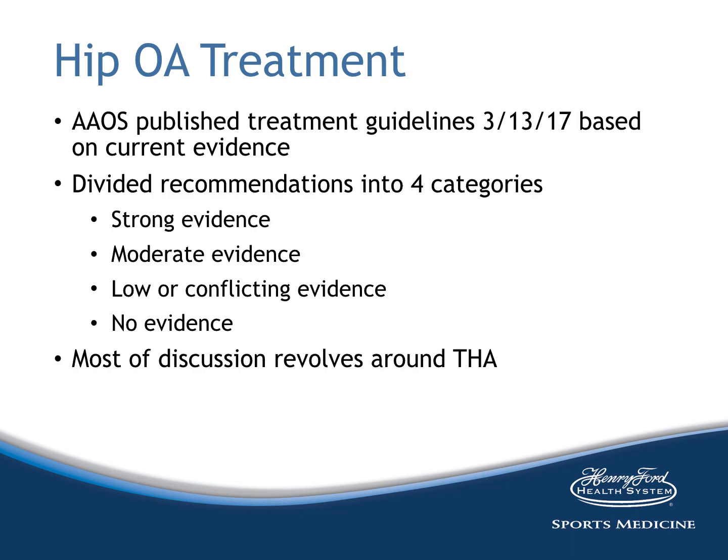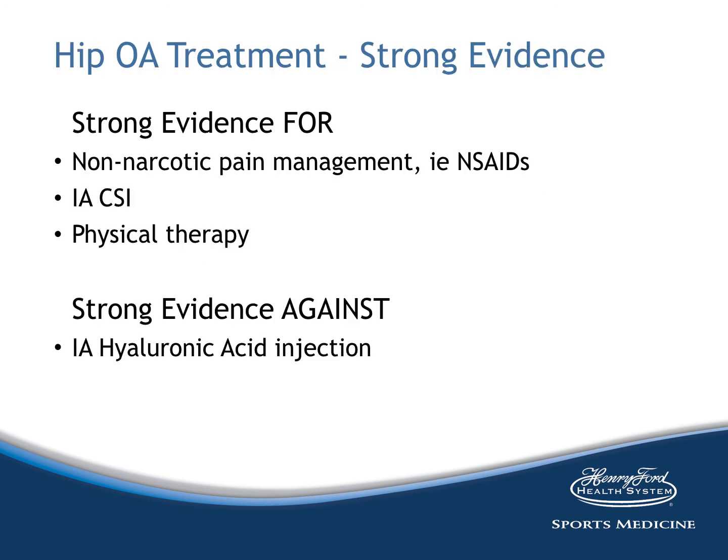In 2017, the American Academy of Orthopaedic Surgeons published treatment guidelines on current evidence and divided the recommendations into 4 stages: strong evidence, moderate evidence, low evidence, or no evidence. And this could be both for and against. Most of the discussion of this paper revolved around total hip arthroplasty, but looking at the conservative management of hip osteoarthritis, here were their recommendations.